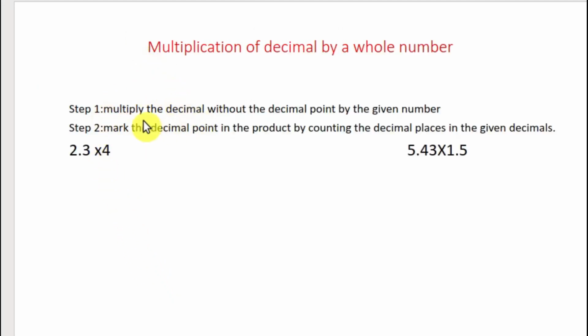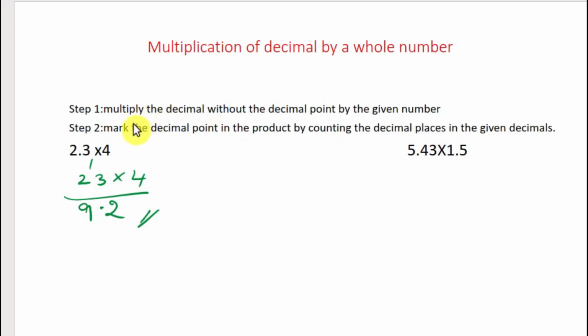Next, multiplication of a decimal by a whole number. Multiply the decimal without the decimal point by the given number. Listen here. First, 23 into 4. As such as I'm multiplying, 4 3s are 12, 1 carried, 4 2s are 8, 9. Okay. Here, how many decimal places? One decimal place. So, 1 point. So, what is the answer? 9.2.